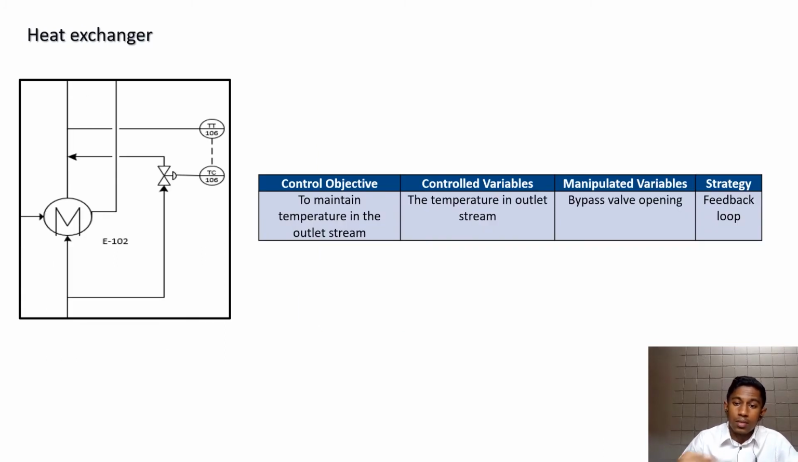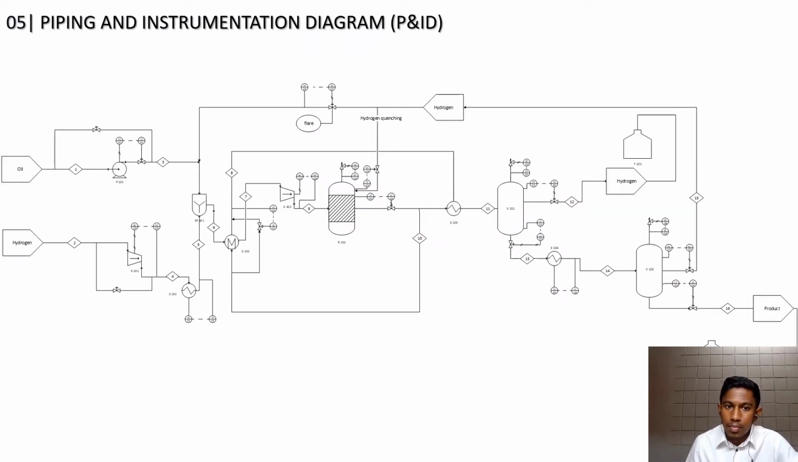And for the heat exchanger in this project, the control objective was to maintain the temperature in the outlet stream. The control variable was the temperature in the outlet stream. The manipulated variable was the bypass valve opening, and the strategy that we used was the feedback loop. And this is our overall P&ID diagram.